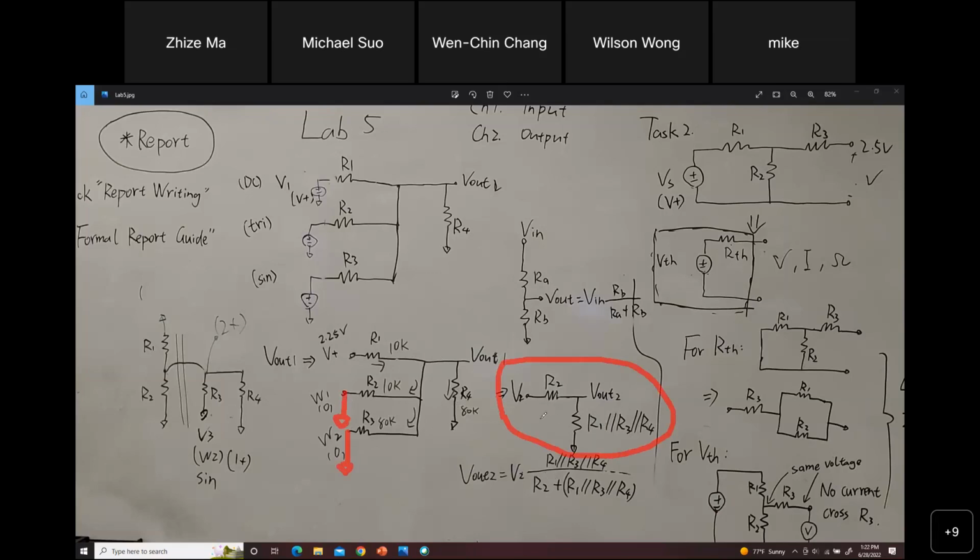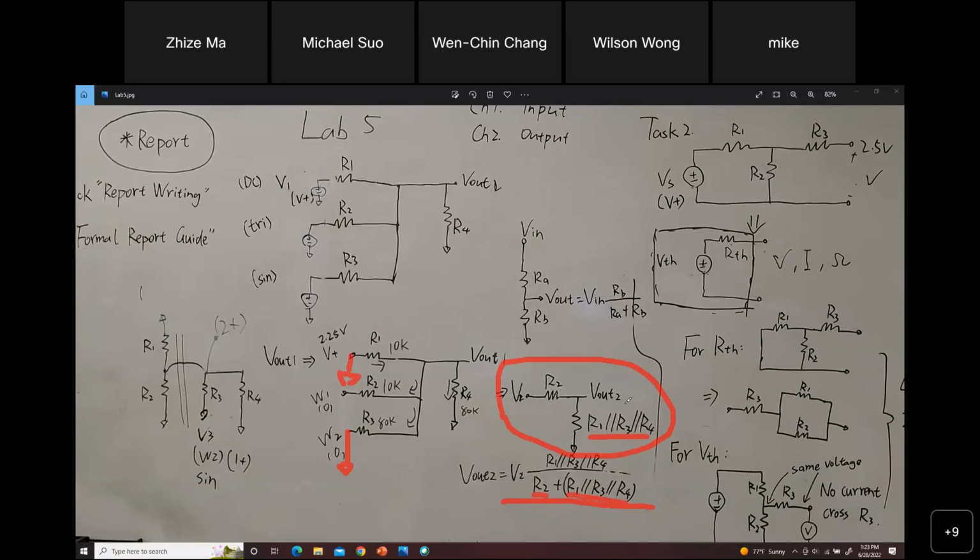This circuit right here is for V2. So for example, if V2 is the only voltage source, that will be R1 in series with R2, in series with R1, R3, and R4 in parallel. That will simplify this circuit to a voltage divider circuit, where the total resistance is R2 plus R1, 3, 4 in parallel.